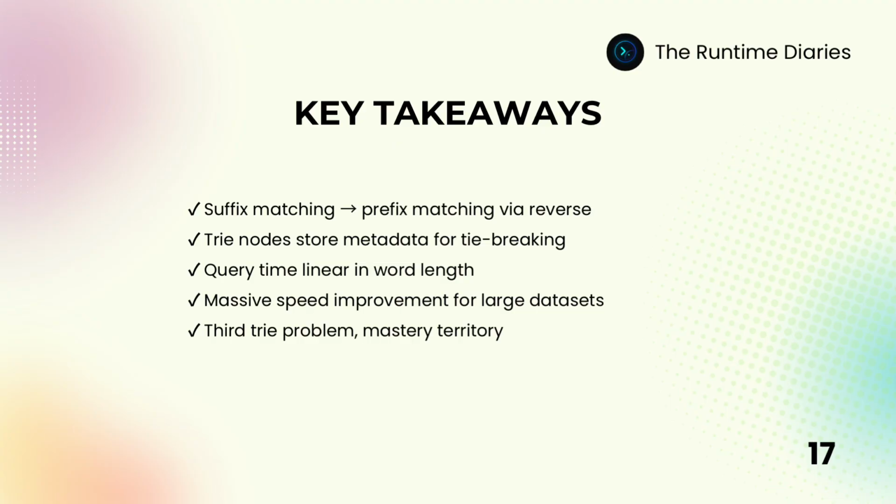Here are the key takeaways. First, suffix matching becomes prefix matching when you reverse the strings. Second, trie nodes can store metadata to handle tie-breaking rules efficiently. Third, query time becomes linear in word length, which is a massive speed improvement. Fourth, this optimization is critical for large data sets. And fifth, this is your third trie problem in this challenge. You're solidly in mastery territory now.